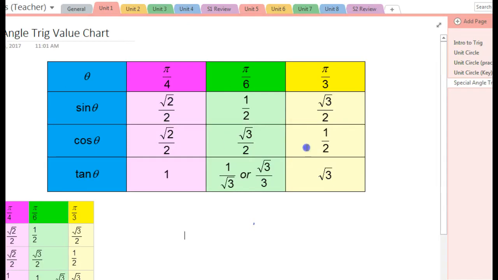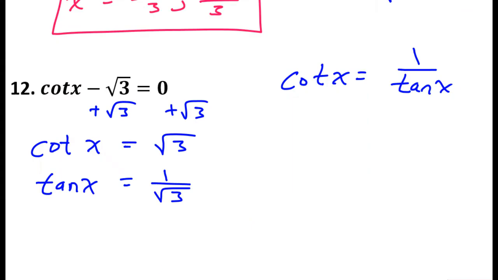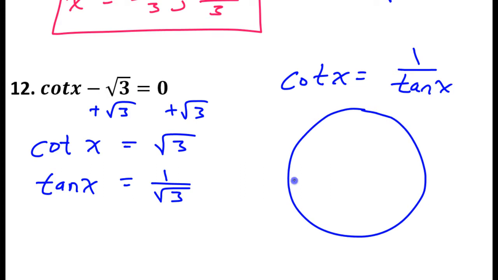Let's look back at the chart of stuff we're supposed to memorize. Here's 1 over radical 3. The tangent of pi over 6 is 1 over radical 3. So that means pi over 6 is the reference angle. It's not necessarily the answer, but it is the reference angle. So if pi over 6 is the reference angle, then I should draw a bunch of pi over 6's.